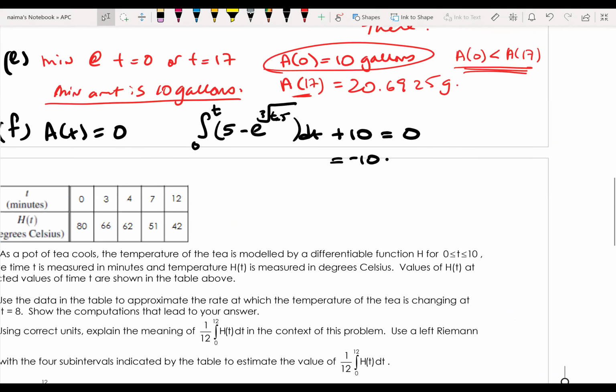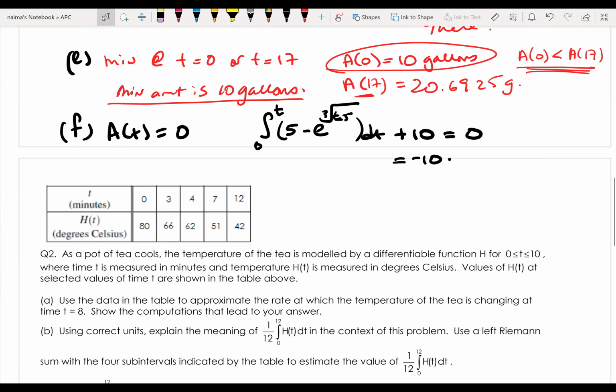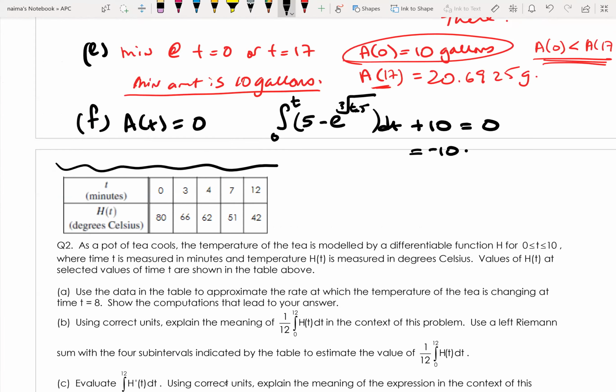That's the first one. All right, now we are on to question number 2. At this time, again, you're going to pause me, and you're going to go for 15 minutes, and you're going to give this one a try. So pause me.